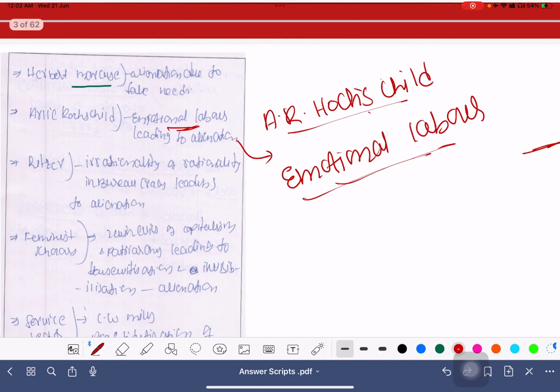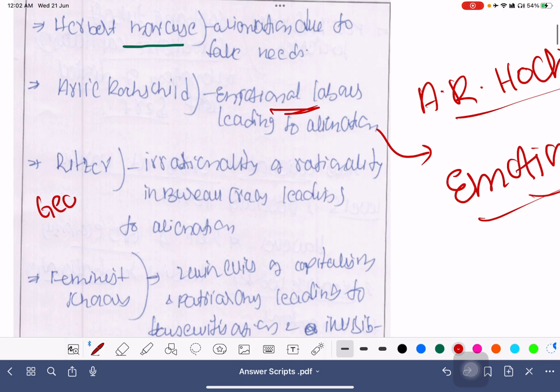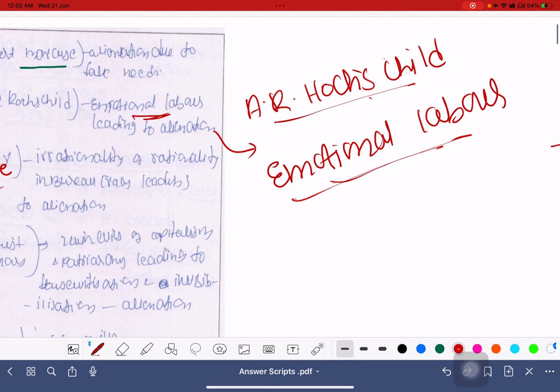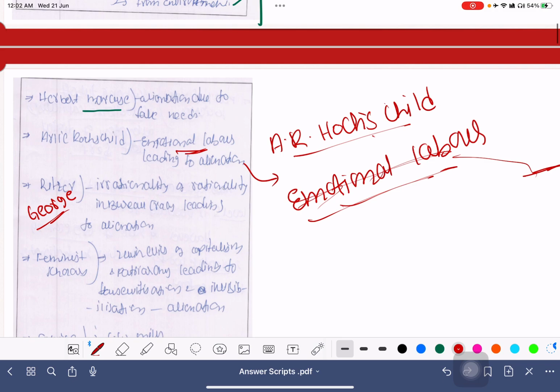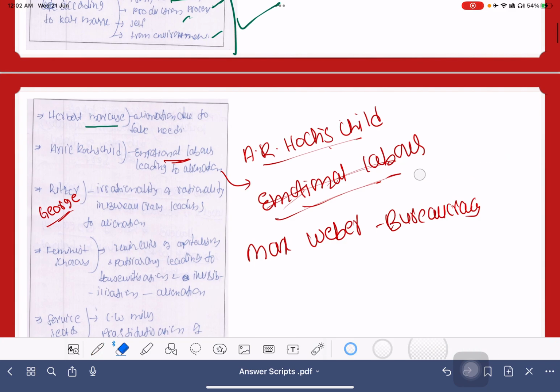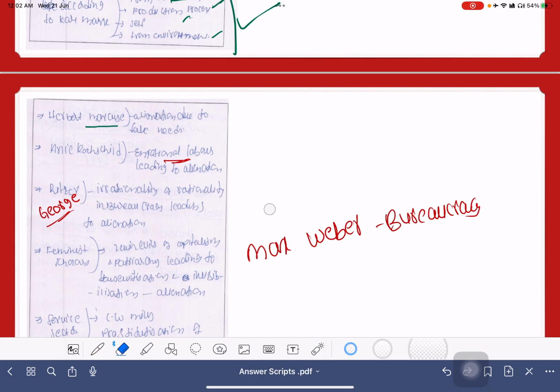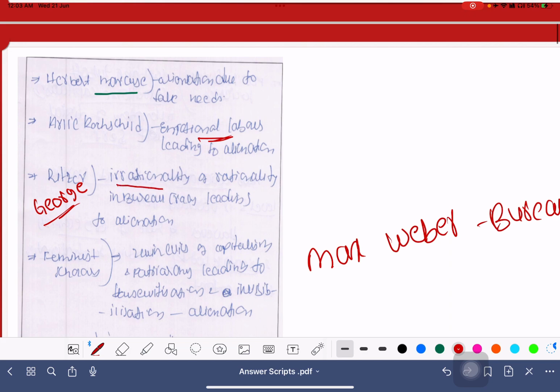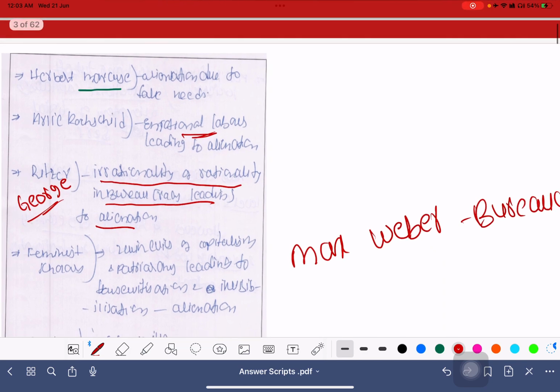Next here it is George Ritzer. We all know this one. Max Weber talks about alienation due to bureaucracy. Sometimes bureaucracy can also lead to alienation. The same idea is later further expressed by George Ritzer. So that is what I have written: irrationality of rationality in bureaucracy leading to alienation.